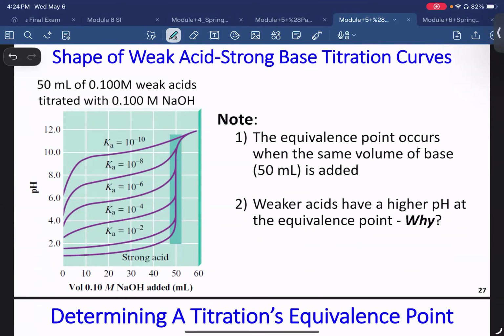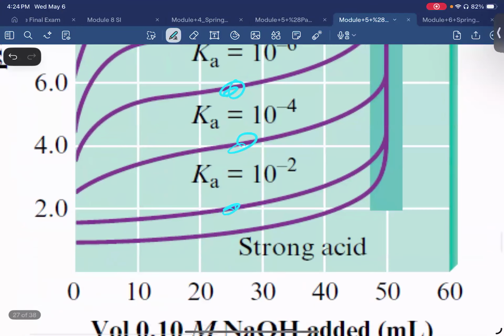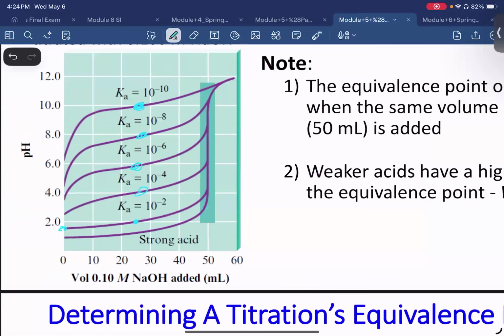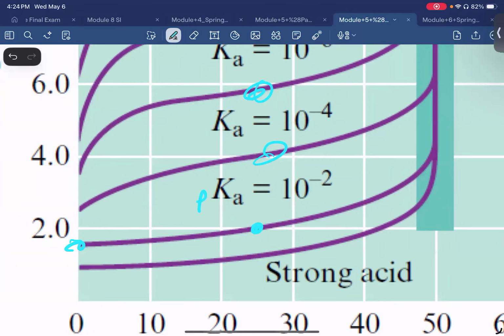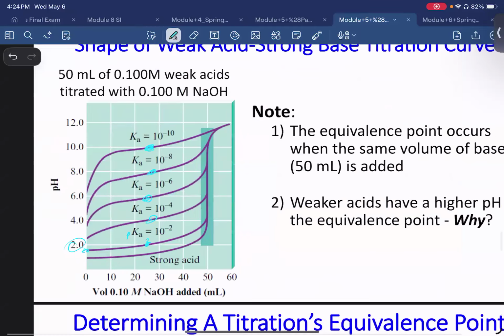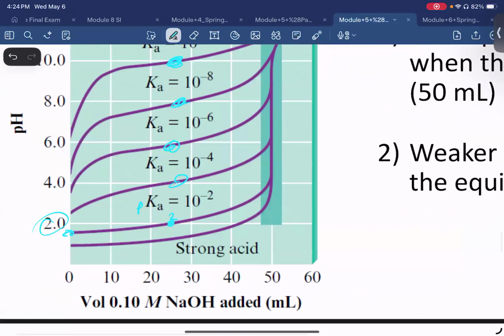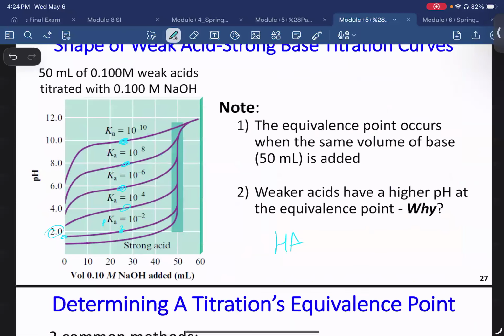So this is the general idea of the shape of a weak acid titration curve. One thing you want to make sure of is that at the half equivalence point, the pH is equal to pKa. You see how each of these corresponds to a specific Ka value? If you see here, this is at the half point of the equivalence point. So in between the start and the equivalence point, the pKa is equal to 2, which is what's here, right? That's because you have equivalent amounts of HA and A minus.